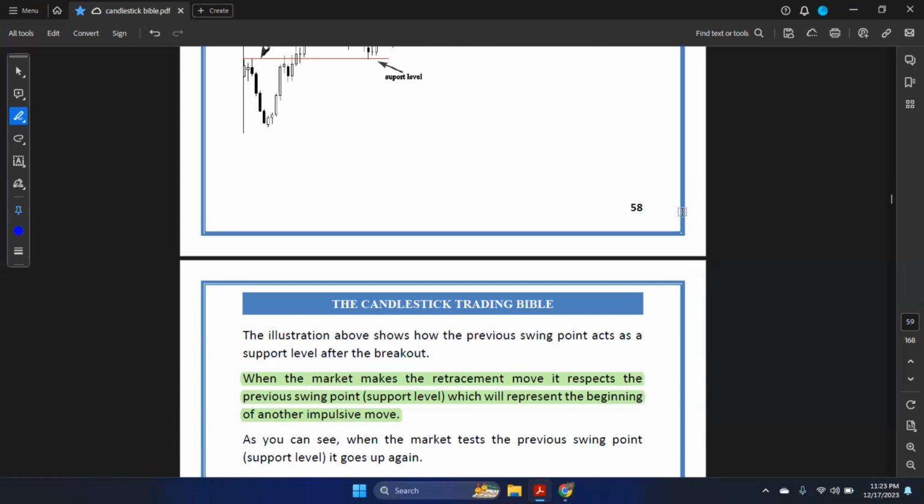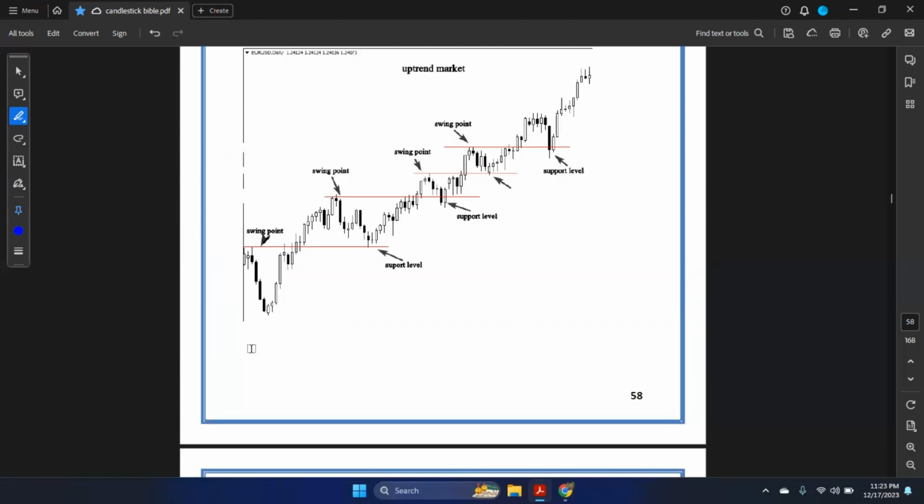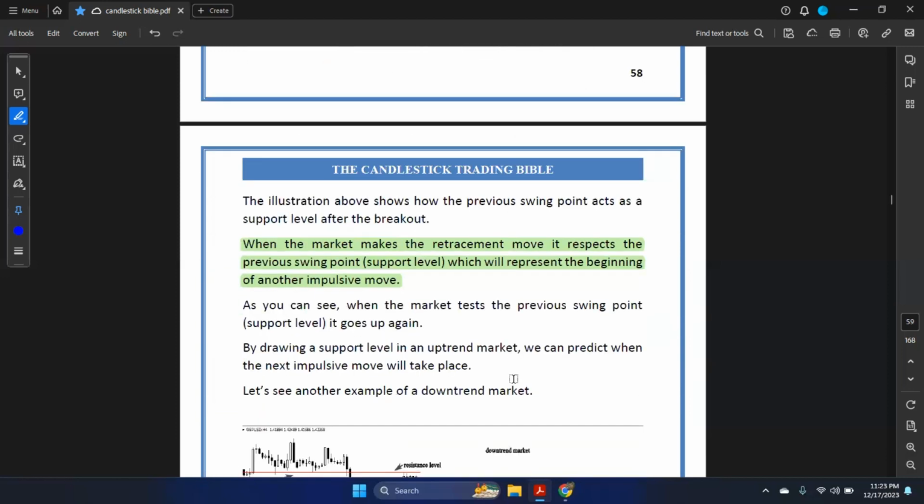As you can see, when the market tests the previous swing point support level, it goes up. Each time it tests the previous swing points, it goes up again. By drawing a support level in an uptrend market, we can predict when the next impulsive move will take place.